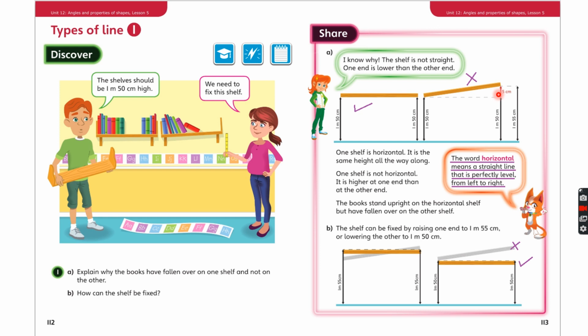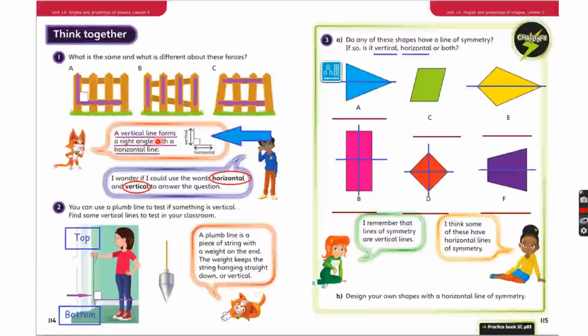My first way is by lowering down the right side 5 centimeters, or by raising up the left side 5 centimeters. Okay, here we're gonna study the second kind of lines, which is the vertical lines. A vertical line is the straight line that moves from the top to the bottom.